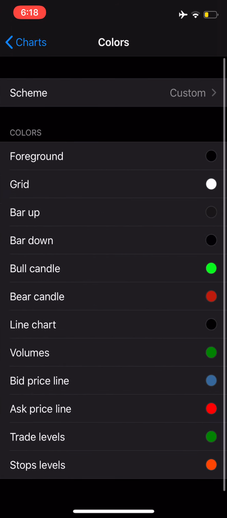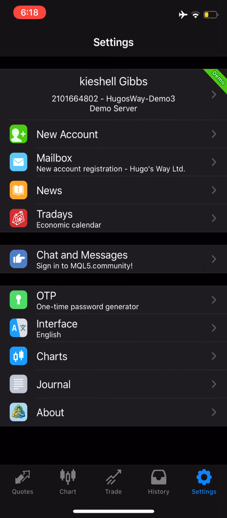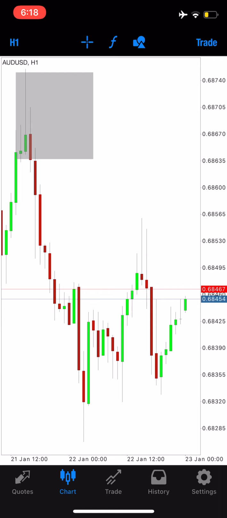On colors, my advice: screenshot this and copy the colors I have, right? Because that's the colors that's on my chart. So I have my candles, as you can see: bull candle green, bear candle red, right? Bull candle that's going up, bear is the candle that's going down, right? The color scheme is custom. So yeah, let's go back now, right? So let's have a look at Australian dollar versus US dollar, right?